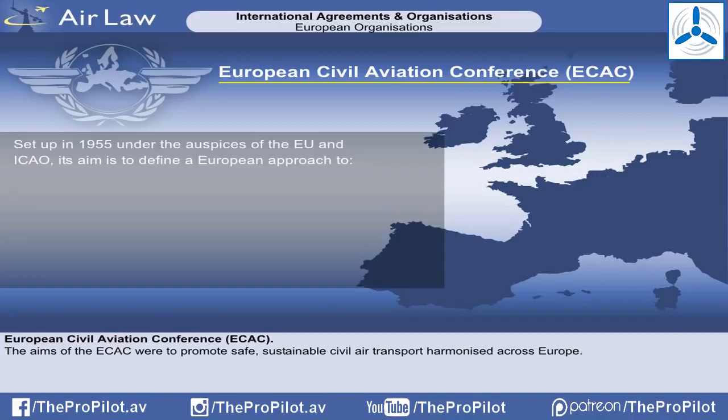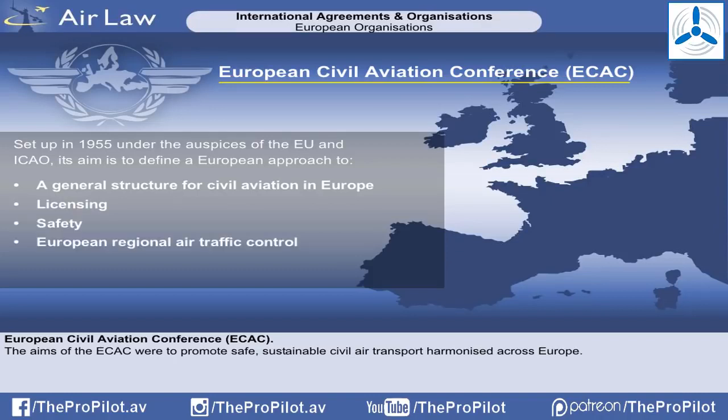The driving force for a common civil aviation policy across Europe is the European Civil Aviation Conference, ECAC. Set up in 1955 under the auspices of the EU and ICAO, its aim is to define a European approach to a general structure for civil aviation in Europe, licensing, safety, European regional air traffic control, and a structure for civil aviation marketing within Europe.